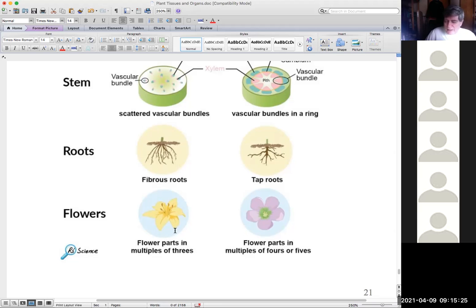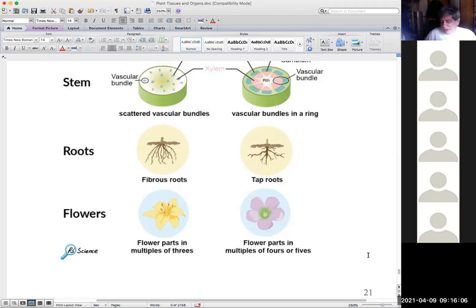And finally, we can also look at flower parts. So when we say flower parts, keep in mind we're talking about those sepals, petals, stamens, the stigma at the top. Monocots tend to have flower parts in multiples of 3. And usually 3 or 6. Anything more than 6 is very rare. If we look at dicots, dicots tend to have flower parts in multiples of 4 or 5. And again, sometimes 8 or 10, but anything bigger than that is very unusual.